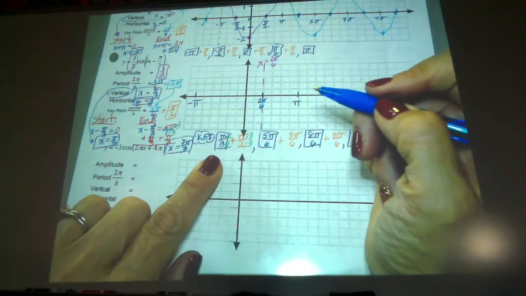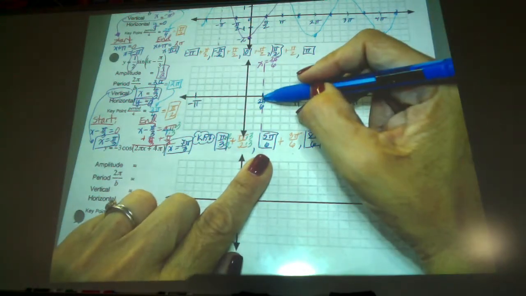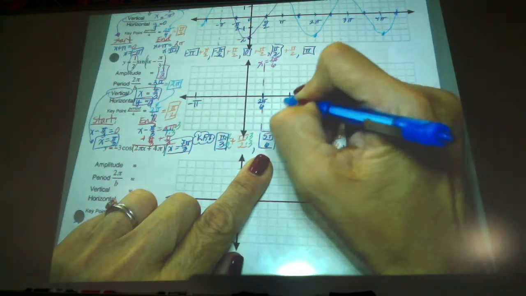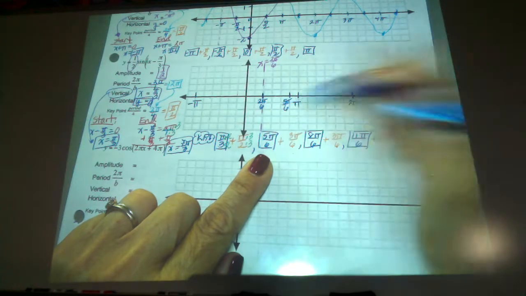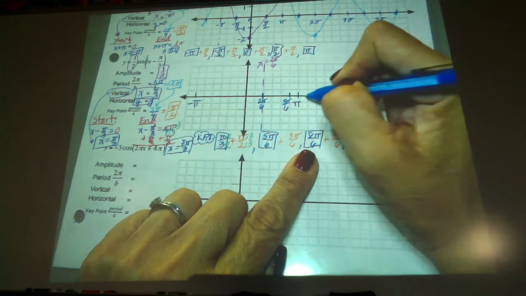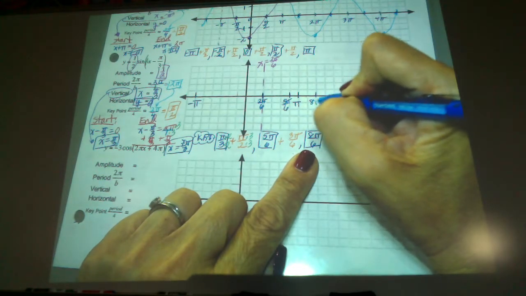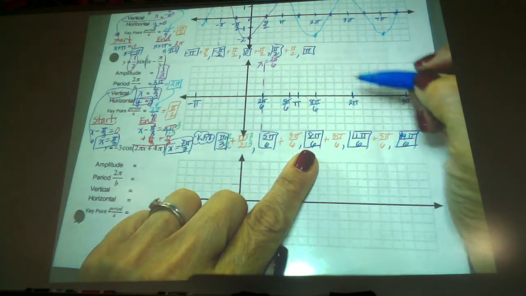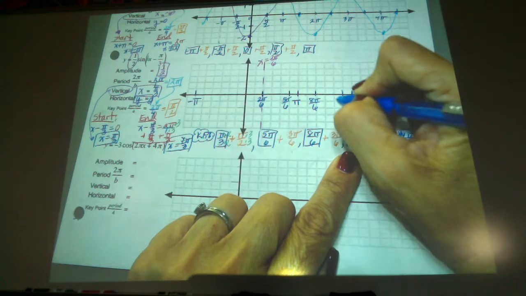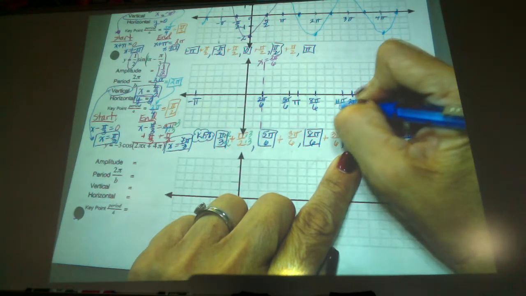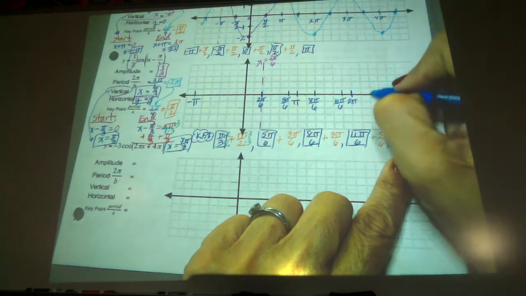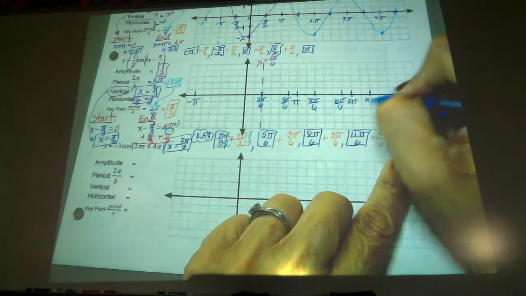That's the first one. And the second one, if this is 2, I need to get to 5. So 2, 3, 4, here's 5 pi over 6. I need to get to 8, so 6, 7, this is 8 pi over 6. I need to get to 11, so this is 8, 9, 10, here's 11 pi over 6, and finally I need to get to 14. So 12, 13, here's 14 pi over 6.